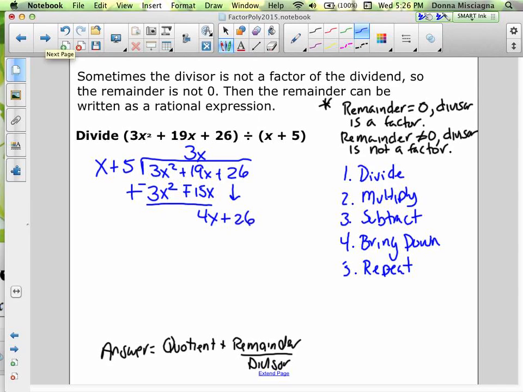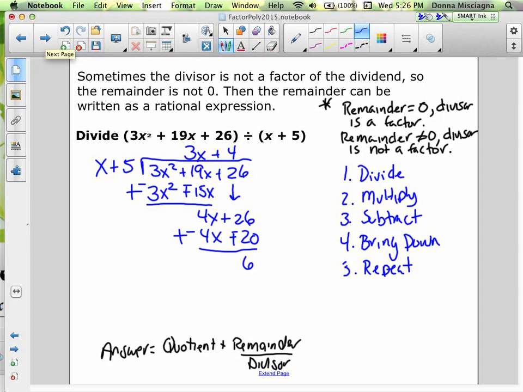And then I ask myself, what would I have to multiply x by to get 4x? I'd have to multiply by 4. 4 times x is 4x. 4 times 5 is 20. And then we subtract, which means to add the opposite. 4x minus 4x is 0. 26 minus 20 is 6.